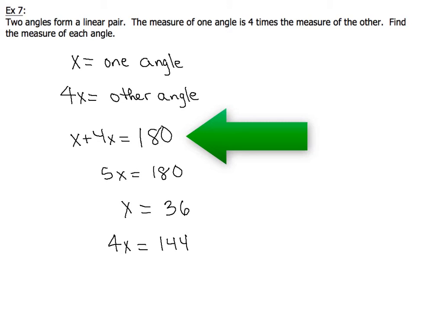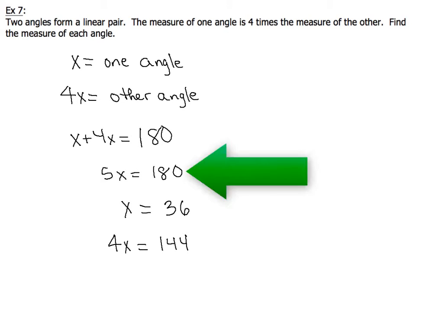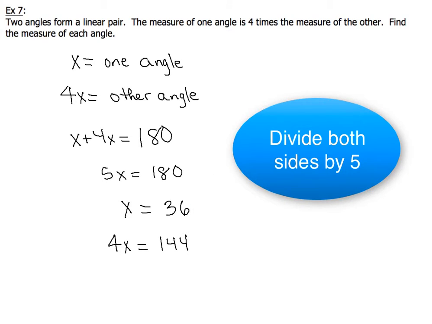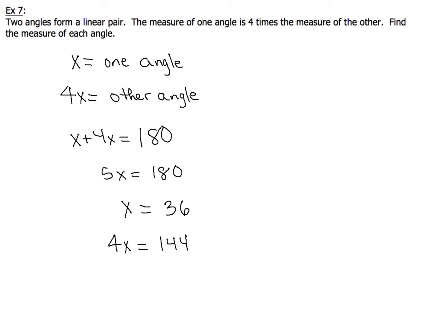We set x plus 4x equal to 180. Combine like terms. We get 5x equals 180. Dividing both sides by 5 gives us x equals 36. But wait, we're not done. We've got to make sure that we find the measure of each angle. So we know that one angle is x, which is 36. The other angle is 4x, or 4 times 36, which gives us a value of 144. Now again, technical writing. Make sure that we don't forget the degree symbols for each of our angles.